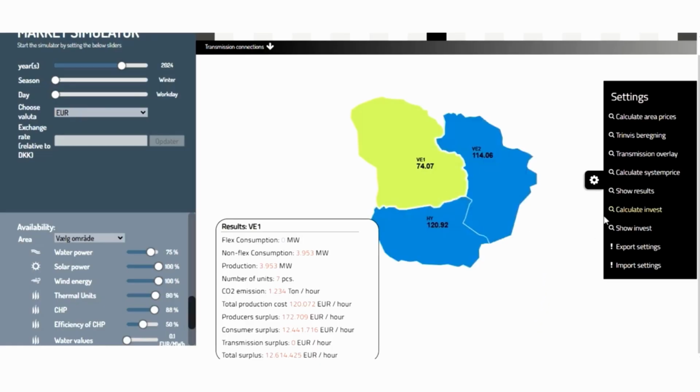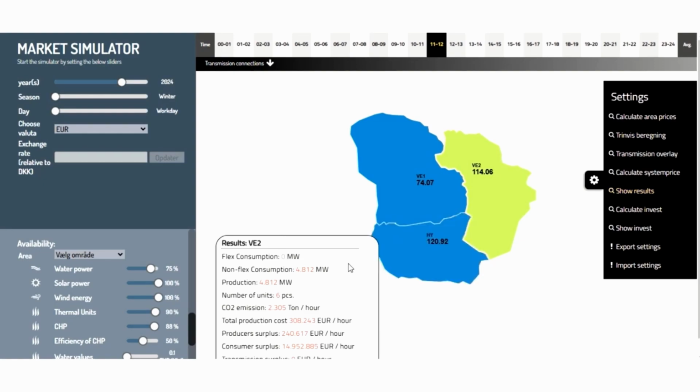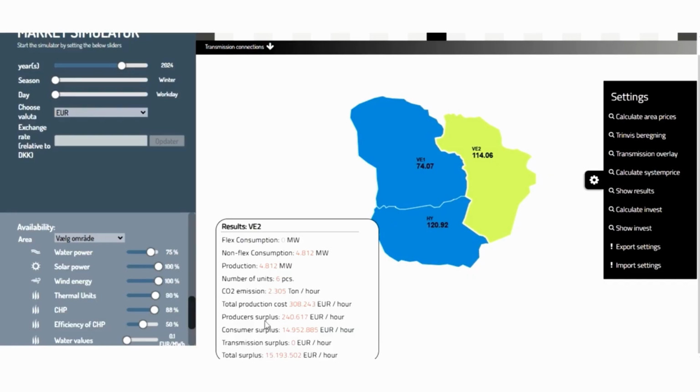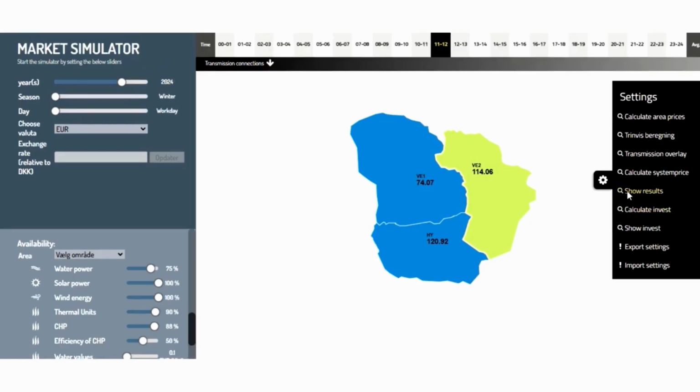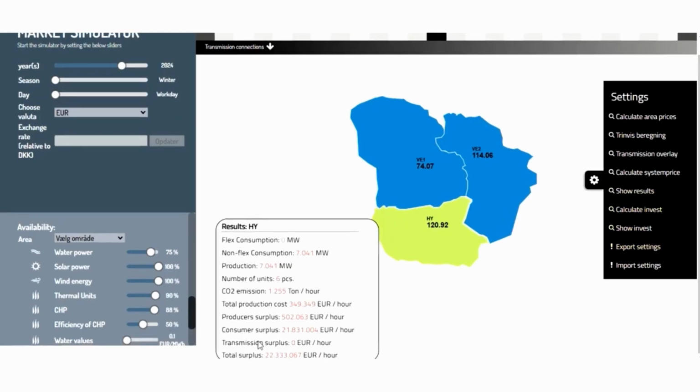We do the same here for VE2, show results here. And here we have the results for VE2. We also save these results here because we should use them in another calculation. And then finally, we also show results here for HI. We have the results here.